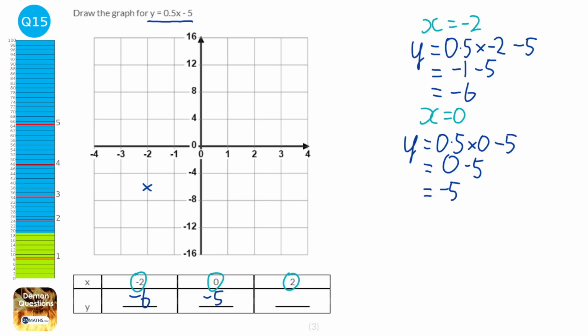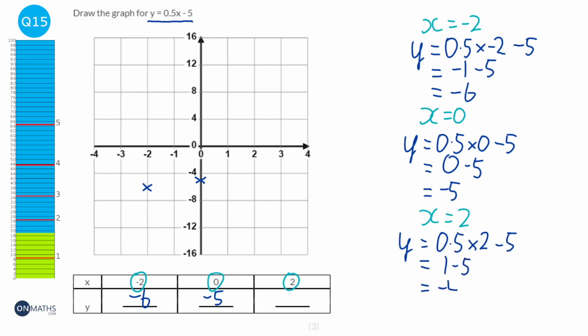So 0 minus 5 will be slightly higher, about there. And our last one will be x equals 2. So we've got y equals 1/2 times 2, which will just equal 1, take away 5. So it'd be 1, take away 5, which would be -4. So -4. And so that will be here.